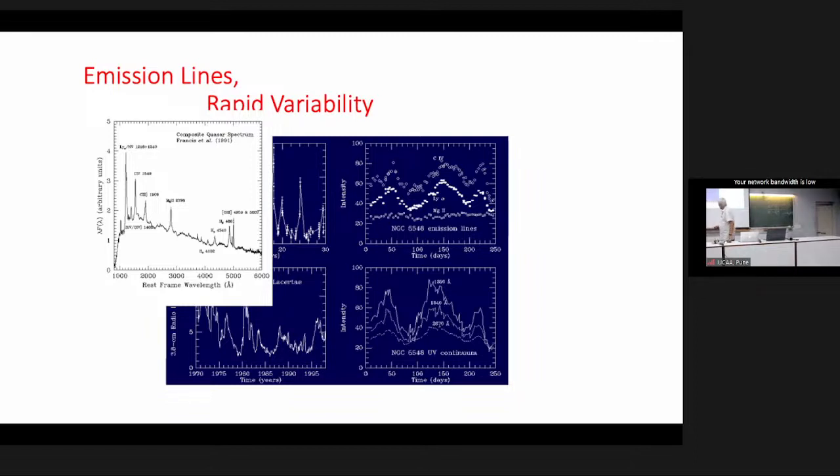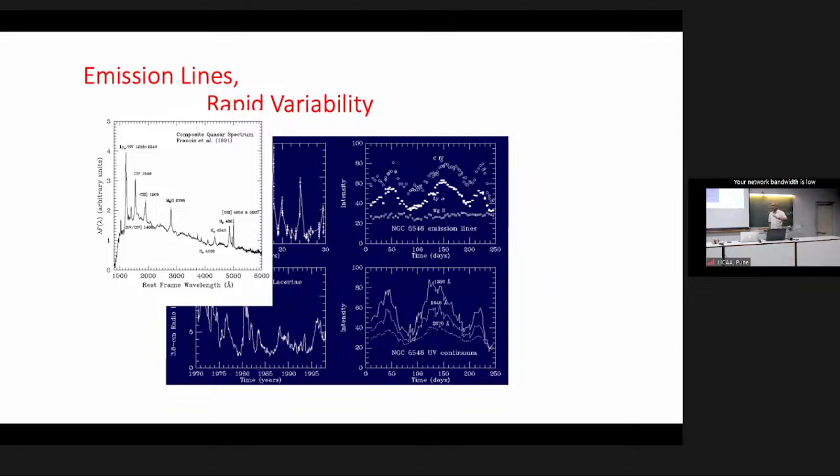Okay, but the quasar continuum is quite different from the continuum produced by the stars, and this comes from the central nucleus. And then there are the emission lines. What the emission lines indicate is that very energetic radiation is exciting atoms, which are then emitting these lines.